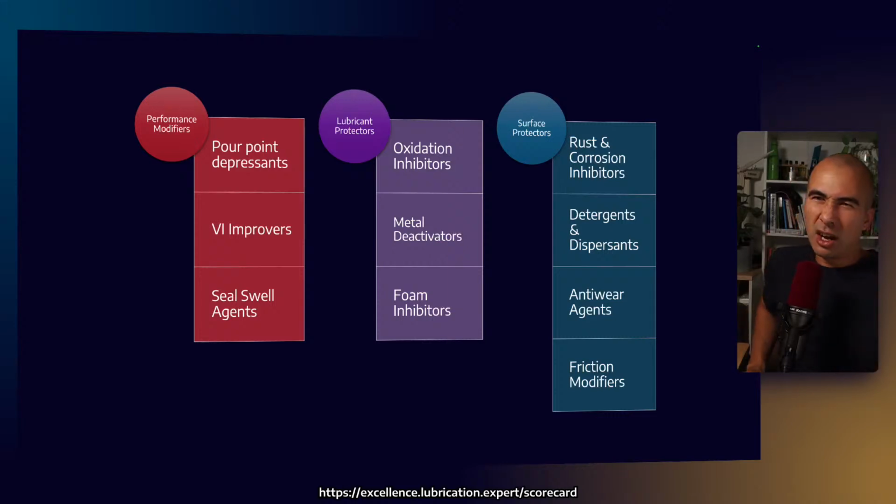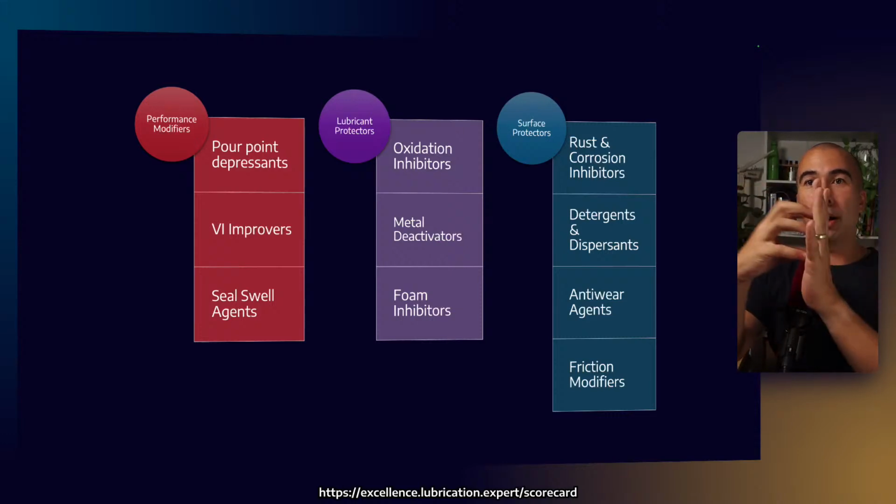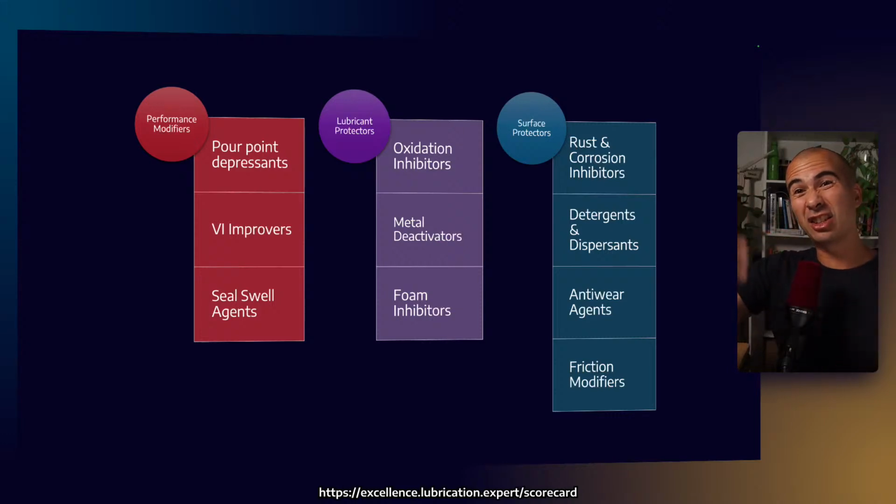Now, foam inhibitors come basically in two different flavors. We have silicon type foam inhibitors and we have polymethacrylates. So they're the two most common types. Then when you've got rust and corrosion inhibitors, again, does what it says on the tin, but they tend to bind to the surface and do things like exclude water from interacting with the surface.